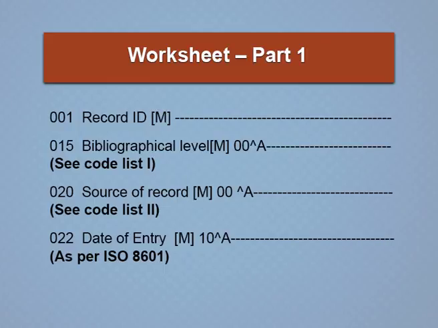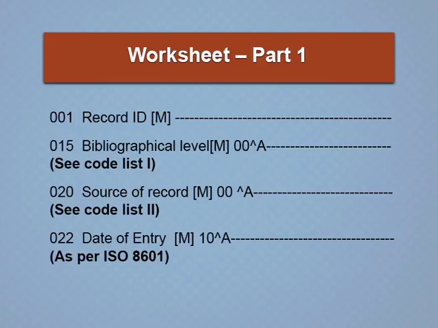Now, let me explore the possibility of designing a data sheet with the common minimum essential tags, which are mandatory in nature and which are mostly required by libraries of any type or size. If you have a look at that screen, suppose we are designing a worksheet; this is part 1 of the worksheet. The first one is 001, record nature, which is mandatory.